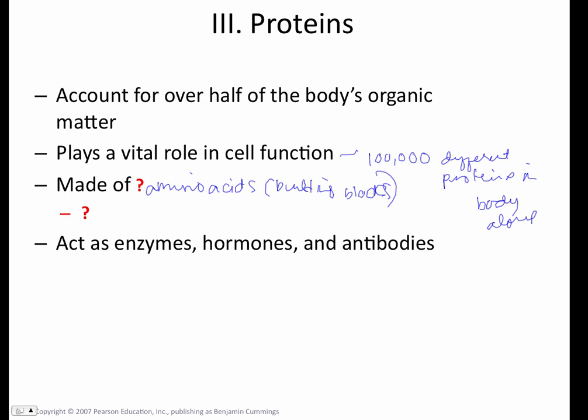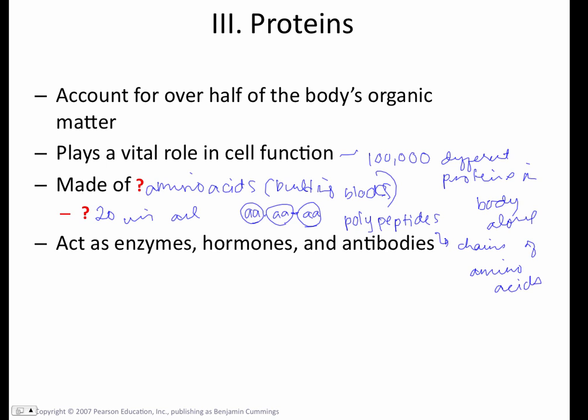In our body, we have 20 in all, or there's known to be 20 in all. Not all of them are produced by our body. Some of them we actually get from our diet. And these amino acids can come together to form chains of amino acids called polypeptides. And what are their functions? They function as enzymes, hormones, antibodies, lots of functions within our cells.